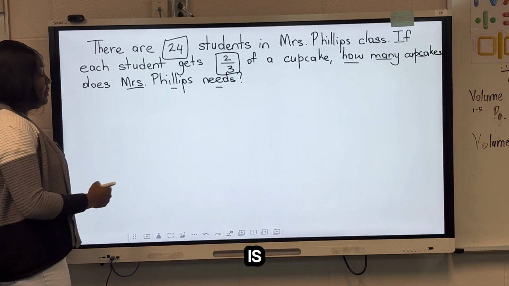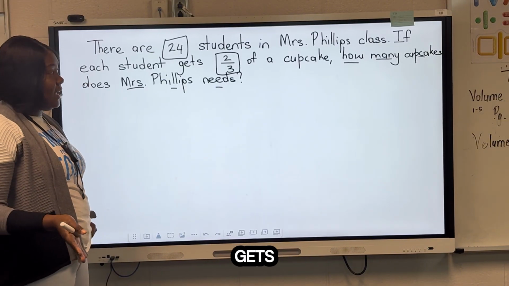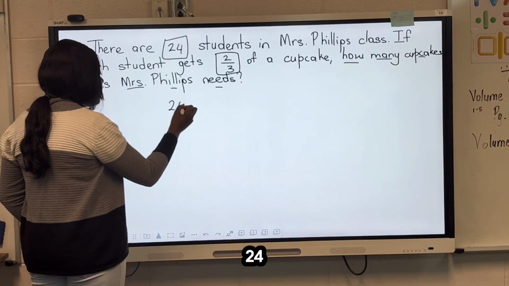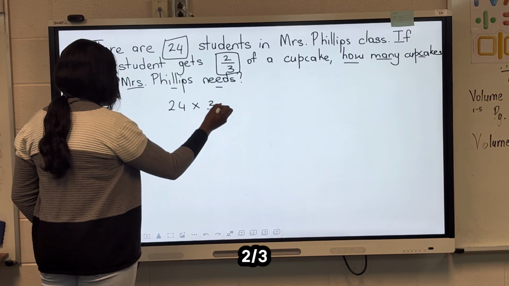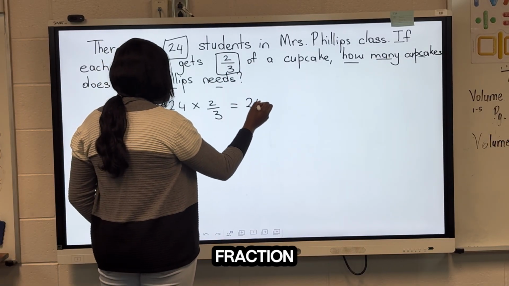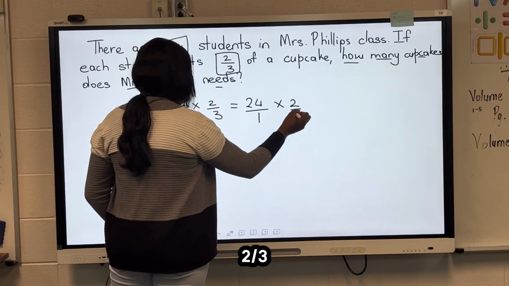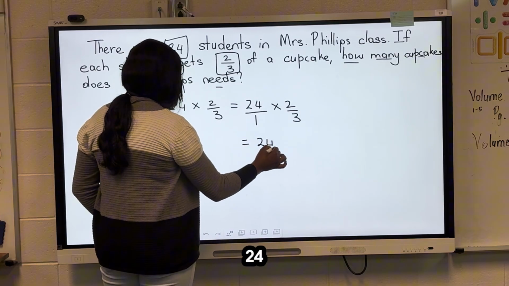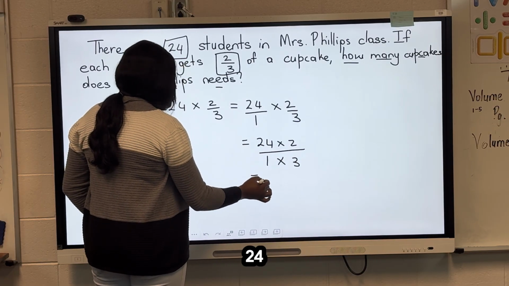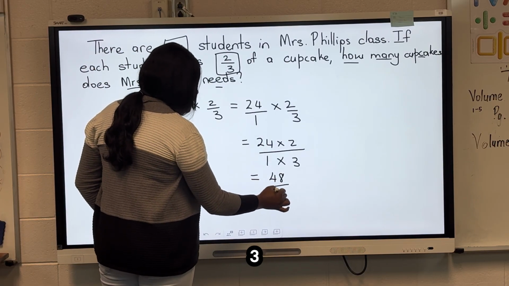This, guys, is multiplication because we were given how many students, how much cupcake each student gets, and then to find how many she needs in all. So let's write our number sentence. 24 times 2/3. Remember what we do, boys and girls. Make your whole number a fraction using a denominator of 1 times 2/3. So we do 24 times 2 and 1 times 3. 24 times 2 gives us 48. And 1 times 3 gives us 3.